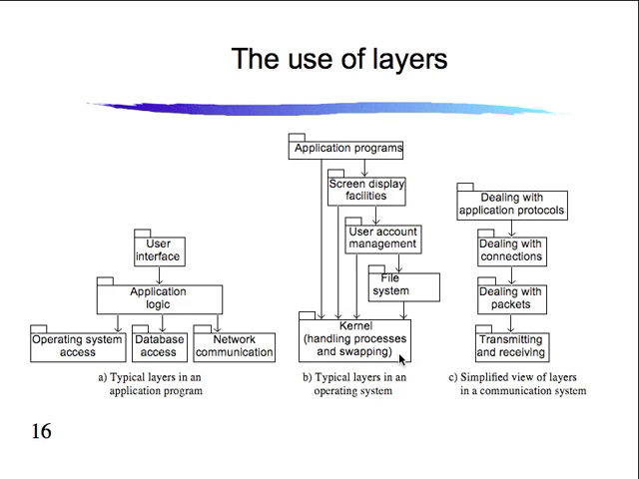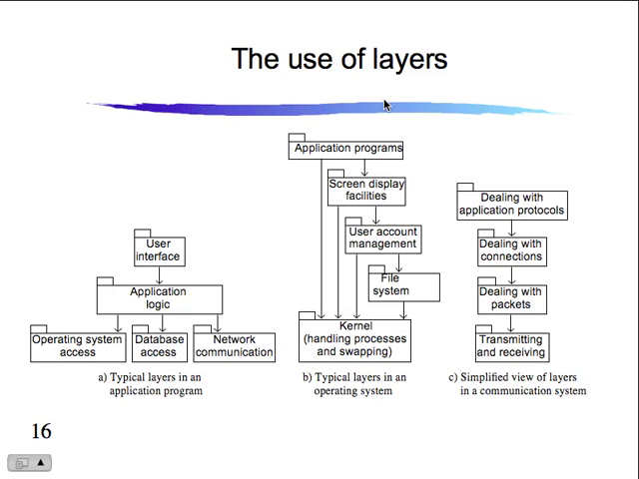You also want to use layers in your design. And you've got that already because you've got the architectural design, hopefully. And here are some examples of layering. Here are the typical layers in an application program. We have the user interface. We have the application logic, or the application. And we have the database access, and the operating system access, and the network access. And it's fairly clear, actually. And it's layered in terms of the abstraction.